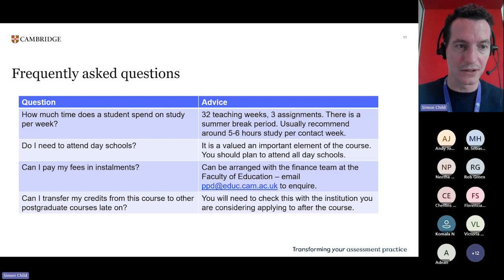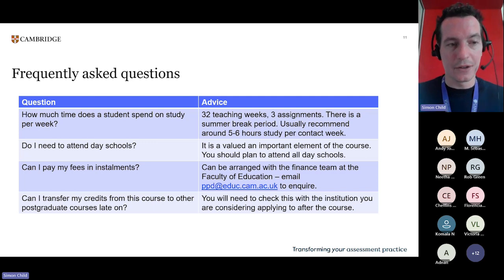Another question is, can I pay my fees in installments? This can be arranged with the finance team at the Faculty of Education, and that's the email address to inquire about the possibility of paying in installments. I know it can be quite expensive, so one of the things to think about is that maybe it can be spread over that 15-month period.